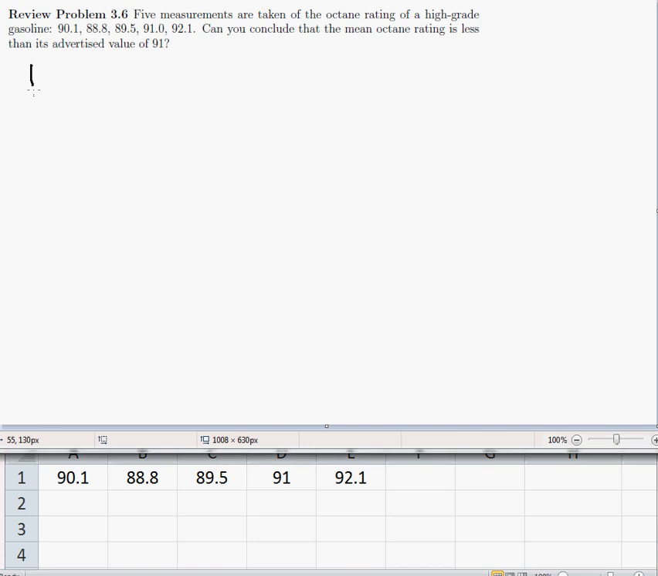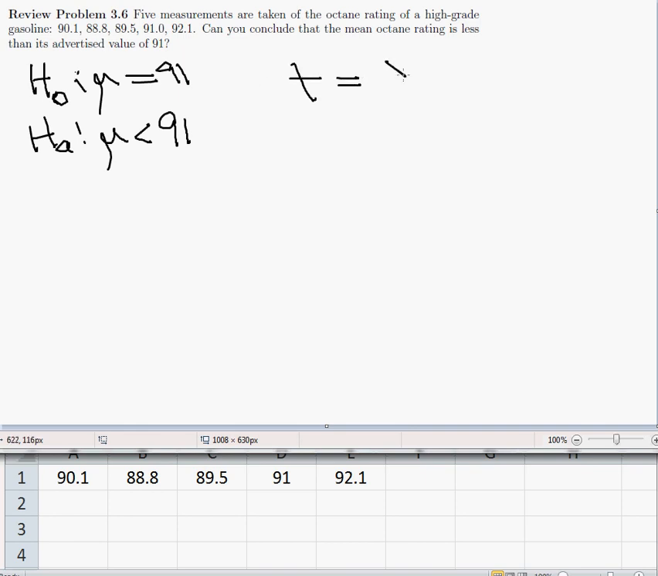Okay, so the null hypothesis is that no, it is equal to 91. The alternative hypothesis would be that the mean is less than 91. Now this is a t-test, so our test statistic t will be equal to x bar minus mu over s over the square root of n.